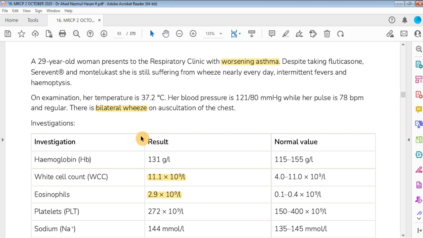A 29-year-old female presents to respiratory clinic with worsening of asthma. Despite taking fluticasone, salmeterol and montelukast, she is still suffering from wheezes nearly every day, intermittent fever and hemoptysis. On examination, temperature 37.2, BP is 121/80, pulse 78 and regular. There is bilateral wheeze on auscultation.